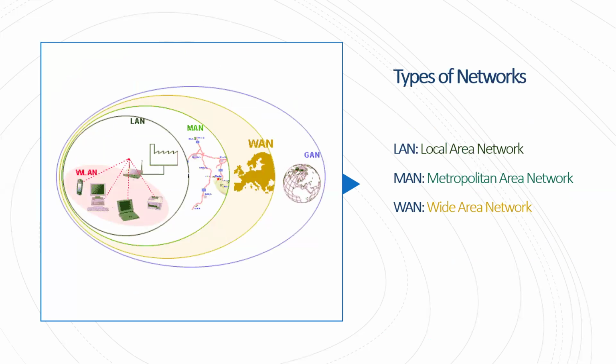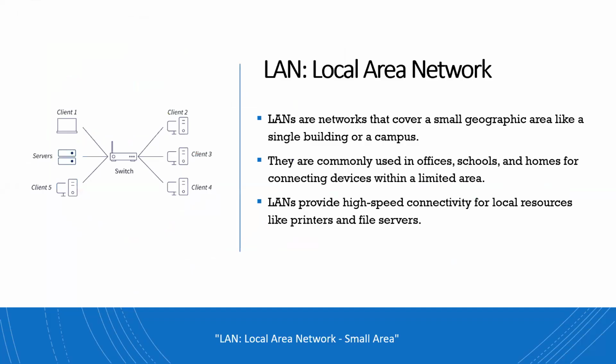Now let's talk about the different types of networks based on their geographical scope. We'll focus on three main types: local area network, metropolitan area network, and wide area network. A local area network, or a LAN, is a network that typically spans a small area such as a single building, an office, or a campus. LANs are commonly used in homes, schools, and businesses for local communication and resource sharing.